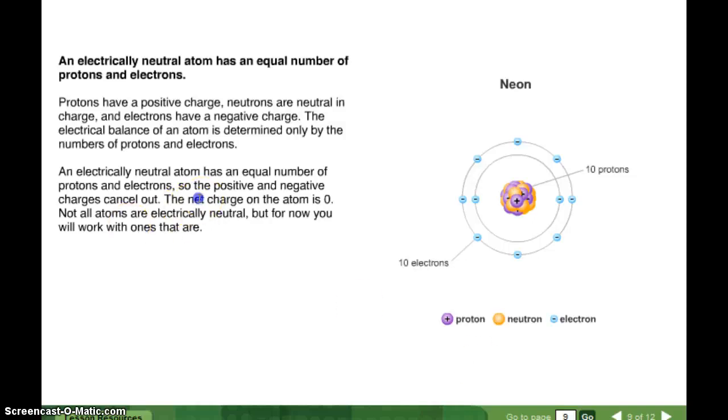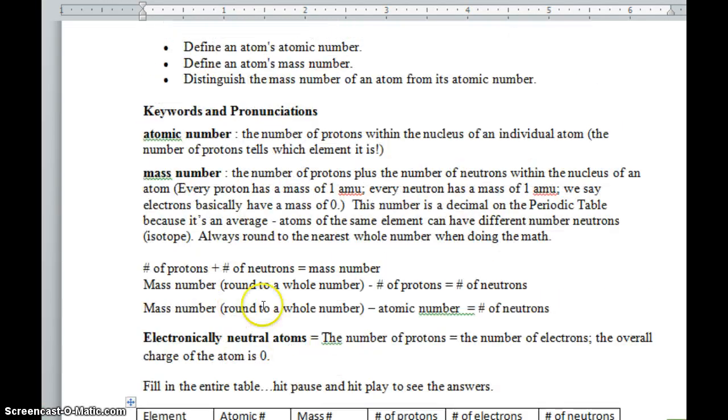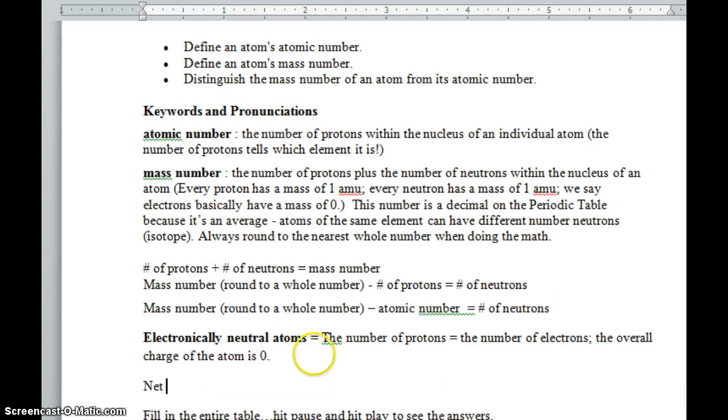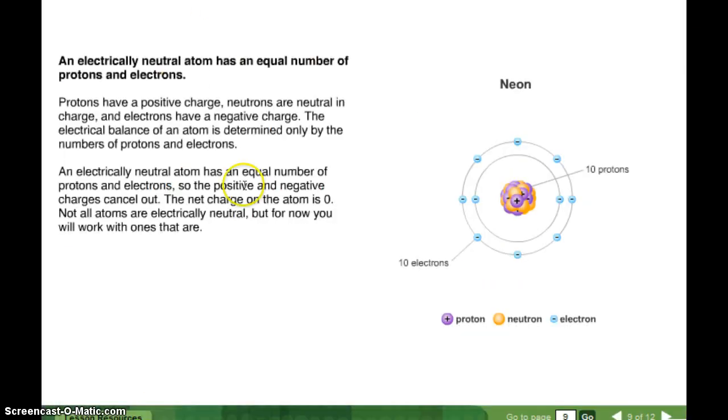So net in science class just means total. We're going to add that word in there because it's used a lot, and it's one of those where you don't want to get a question wrong because they use the word net instead of total. So the net charge on the atom is 0. Not all atoms are electrically neutral, but for now you will work with ones that are, and we assume that they're all neutral when we start. So if I have 10 positive protons plus 10 negative electrons, 10 minus 10, 0. Therefore, the overall charge is 0.